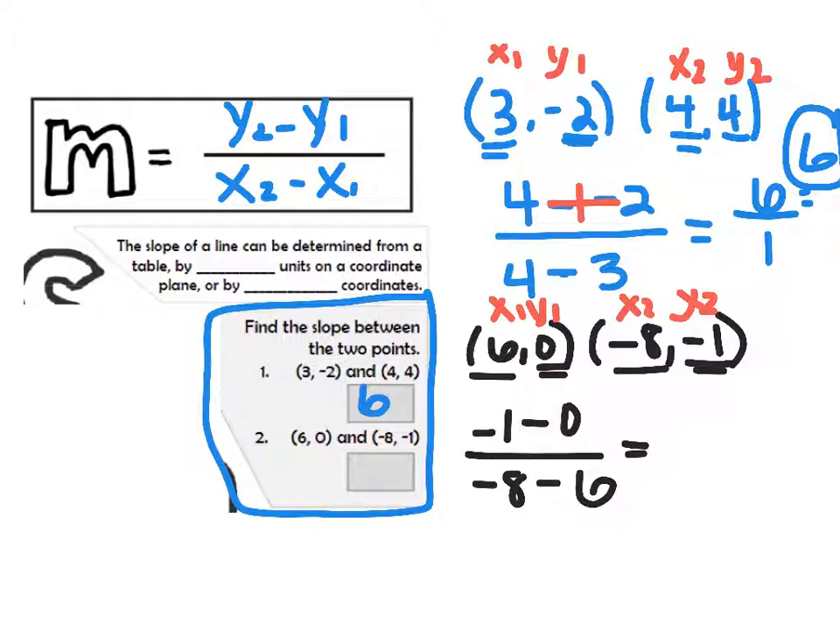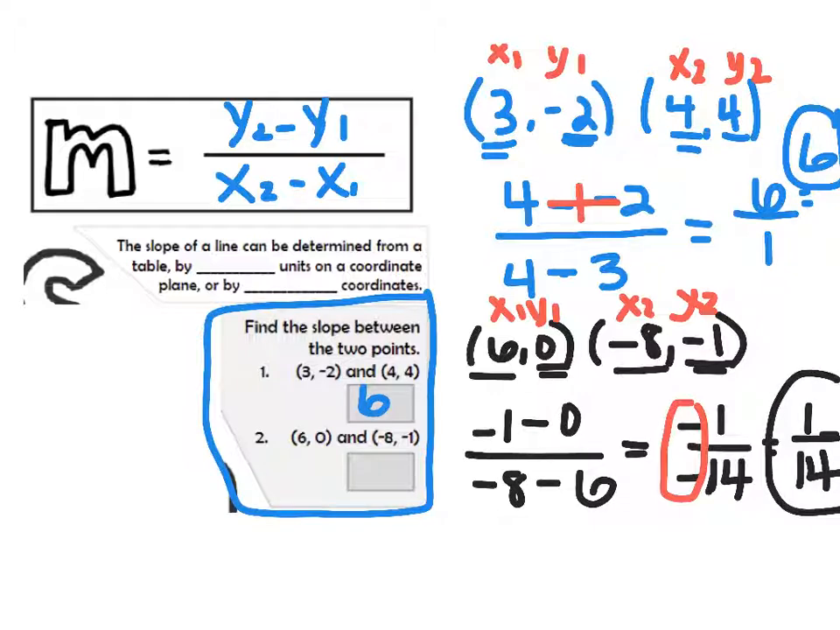So in the numerator, -1 minus 0 is -1. In the denominator, -8 minus 6 is -14. Okay, the only thing that reduces here is my two negatives. A negative divided by a negative is a positive, so this should be positive 1 over positive 14. That means go up 1 and to the right 14. Okay, and that would be your slope, 1 over 14.